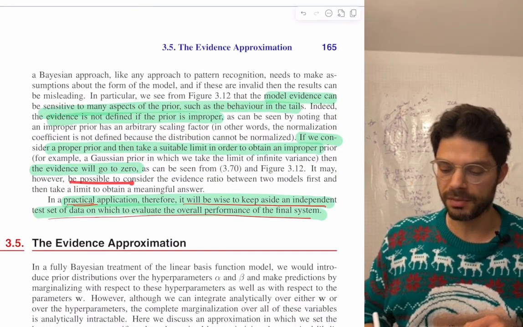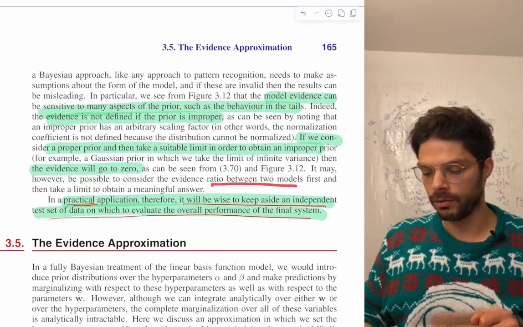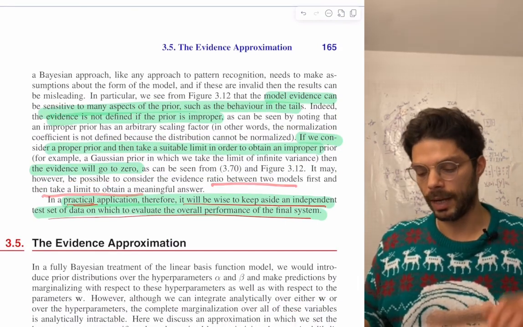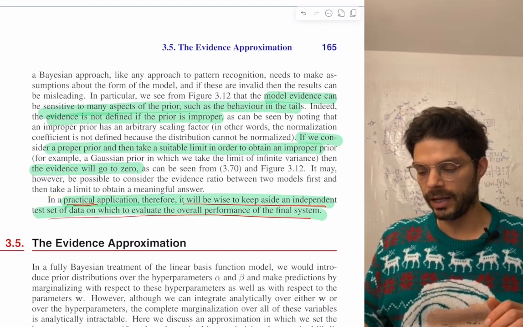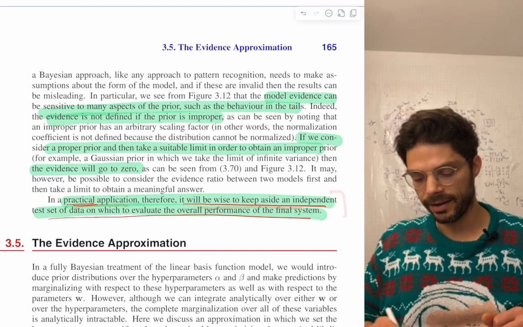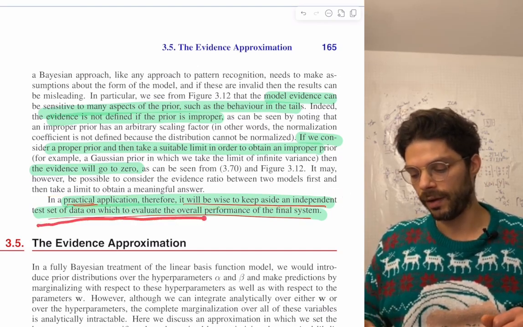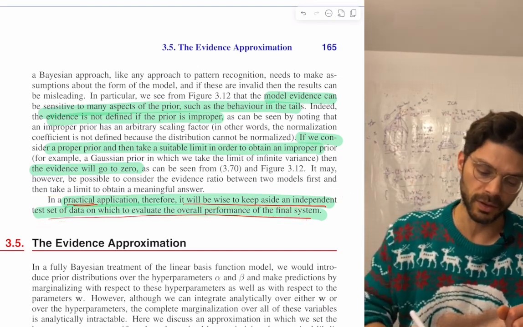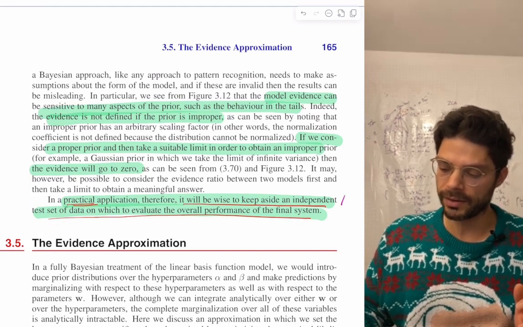It may, however, be possible to consider the evidence ratio between two models first and then take a limit. So there might be some ways around it. But again, he concludes by saying that in practical application, it would be wise to keep aside an independent test set of data on which to evaluate the overall performance of the final system.